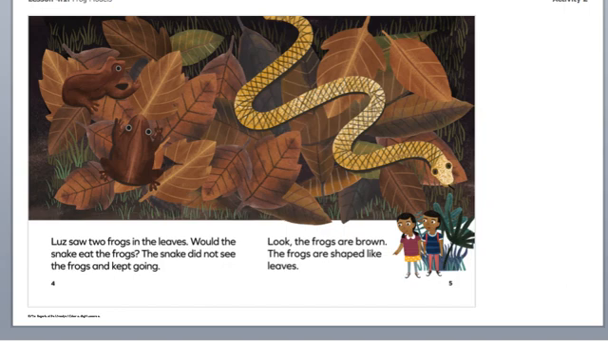So we're going to stop for a minute and I want you to visualize or make a movie in your head about what happened on the forest floor. Go ahead, make that picture in your head. Great, so you might be imagining there's a snake slithering along the forest floor and there are some brown frogs hiding in a pile of brown leaves. You might have said, oh, the snake went right by because it couldn't see the frogs. Let's keep reading to find out more.